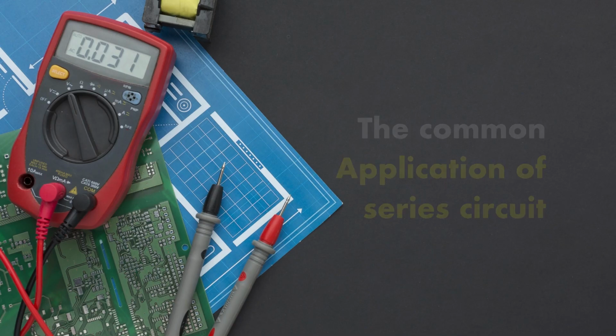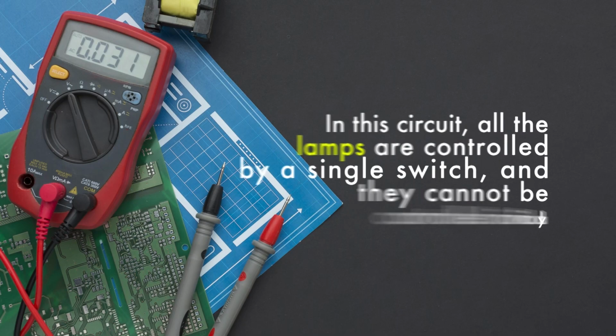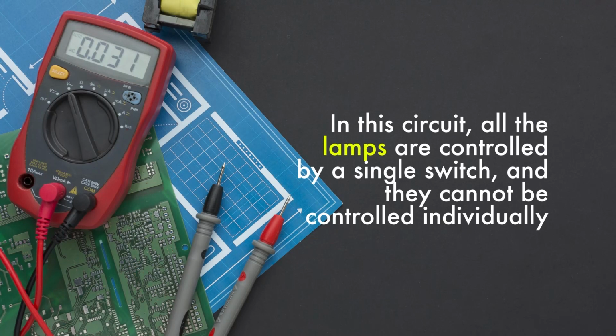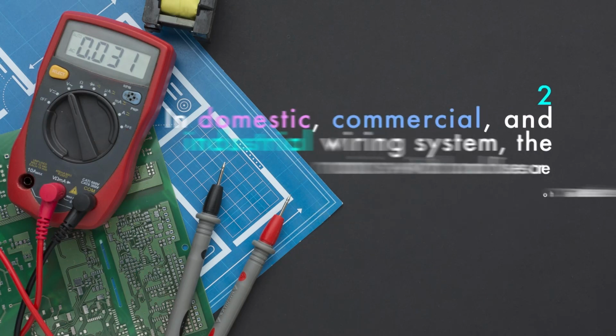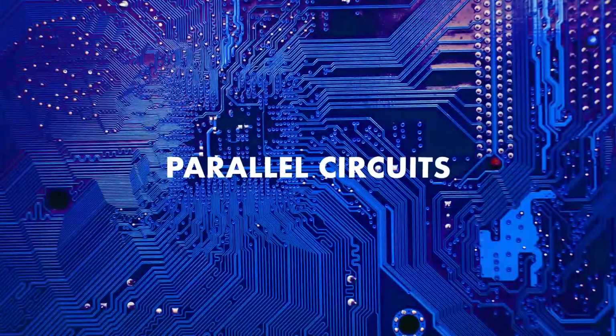The first application of the series circuit is decoration purposes, where a number of low voltage lamps are connected in series. In this circuit, all lamps are controlled by a single switch and they cannot be controlled individually. In domestic, commercial and industrial wiring systems, the main switch and fuse are connected in series to provide the necessary control and protection. Now we have to understand the parallel circuit.